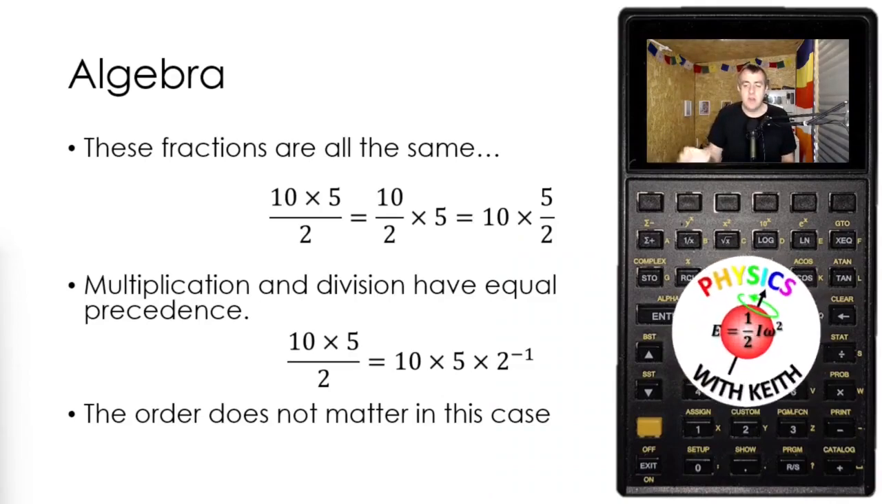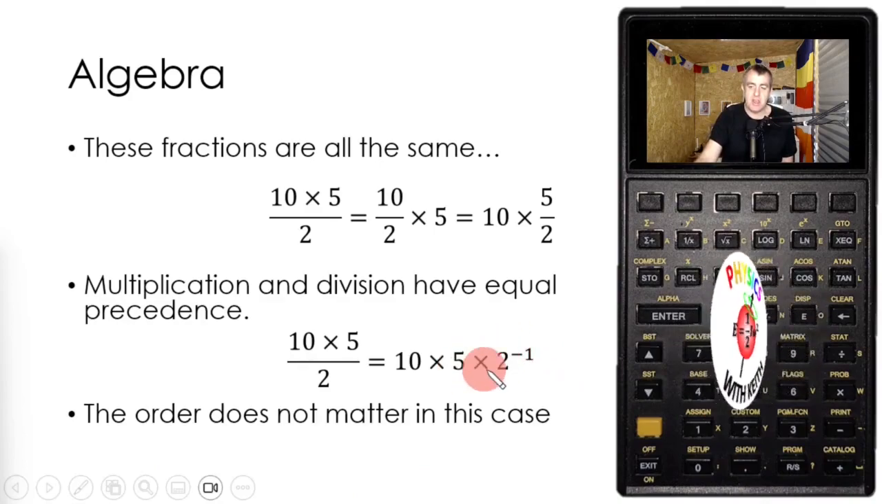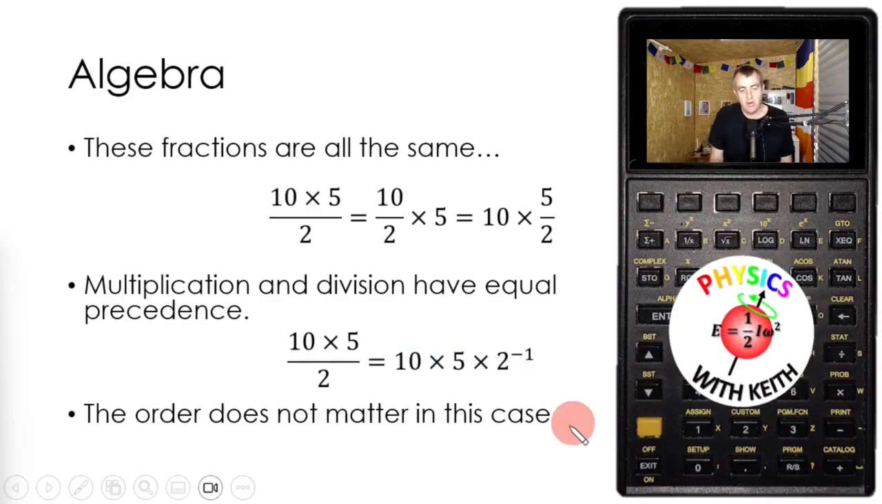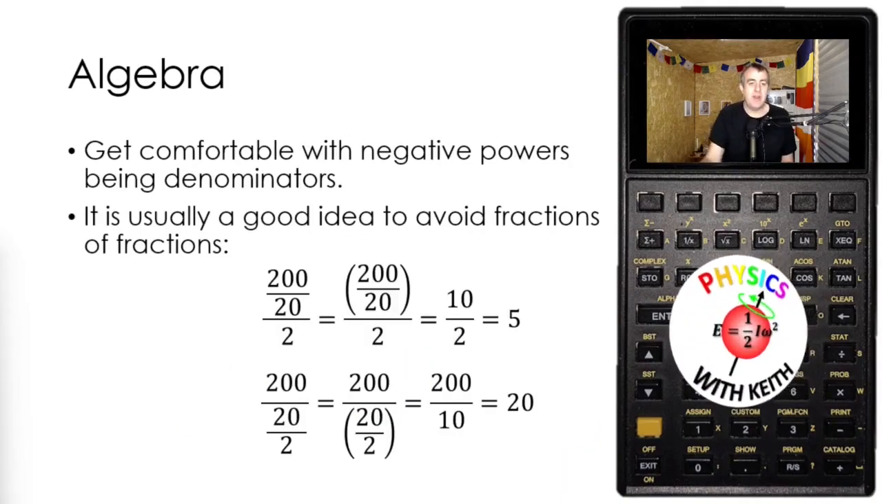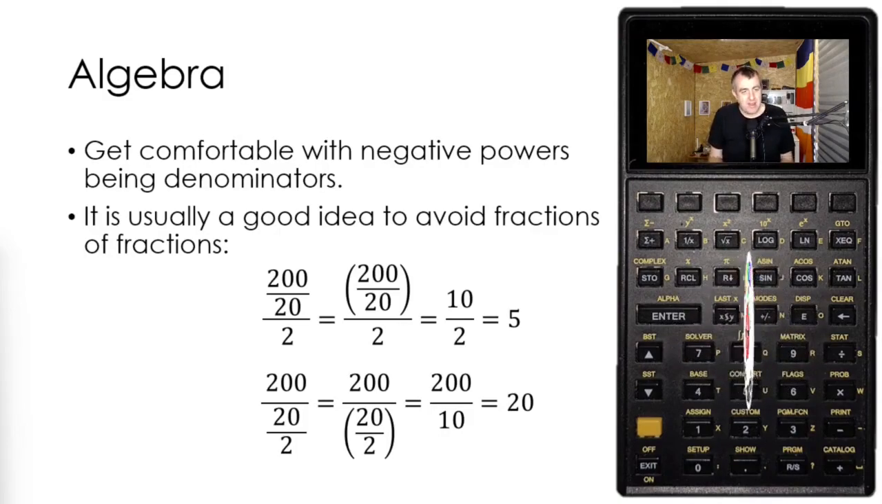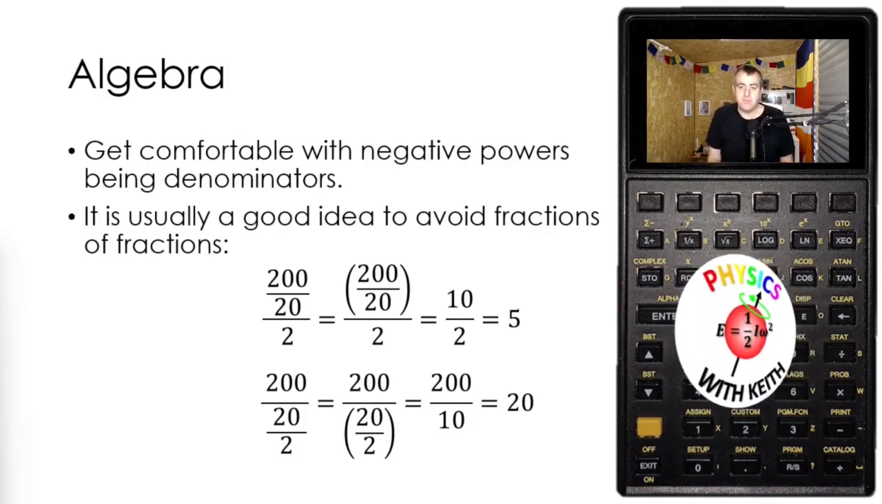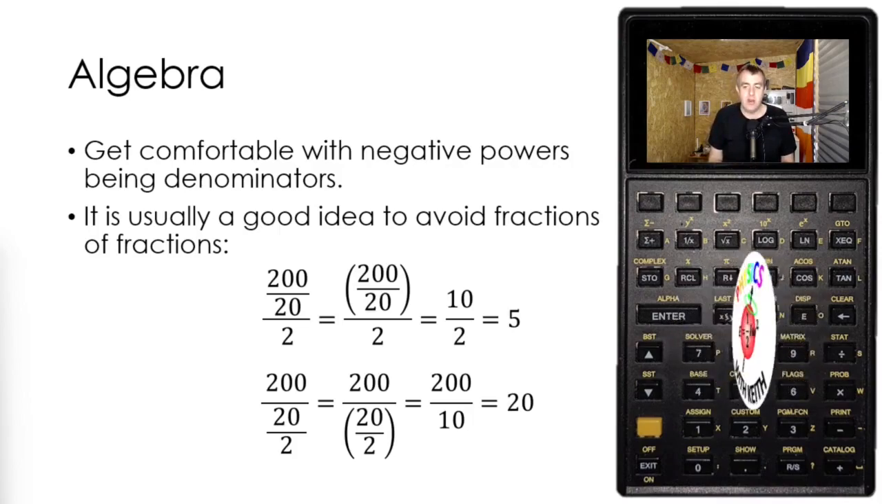So, one way of dealing with this is to use negative powers and multiplications. And you can see it doesn't matter which order you put this in. That's one way around it. Another way around it is to get busy with the brackets. Use a lot of brackets. Don't do fractions of fractions if you can help it.